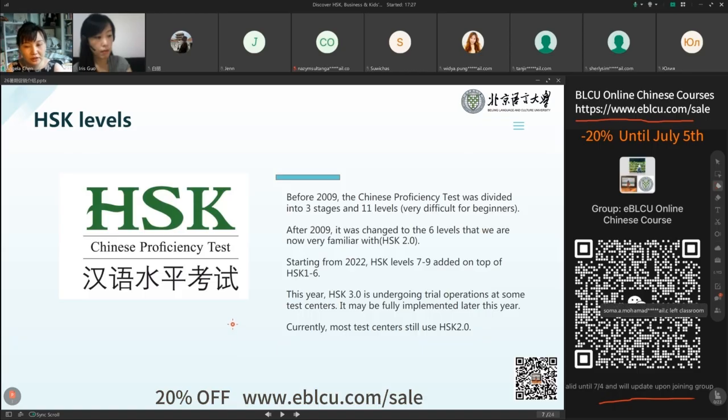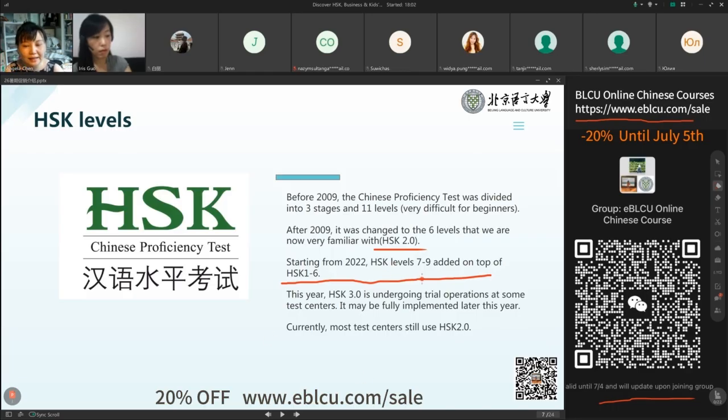And starting from 2022, the HSK levels added levels 7 to 9 on top of HSK 1 to 6. Right now, most of the test centers are taking this. So HSK 1 to 6 is the original one, which we call HSK 2.0.